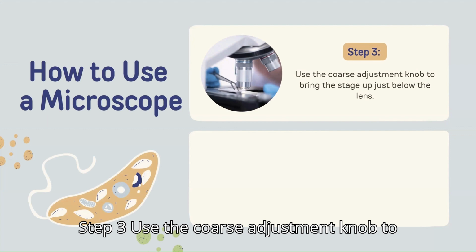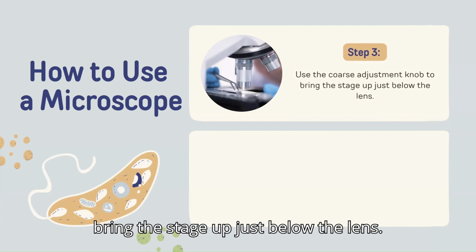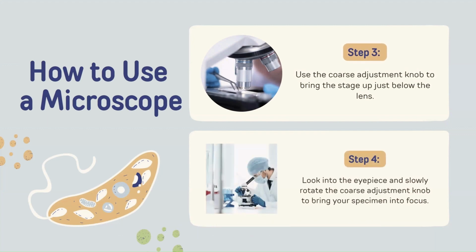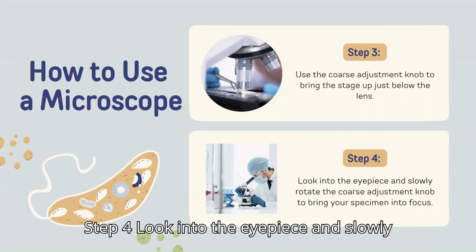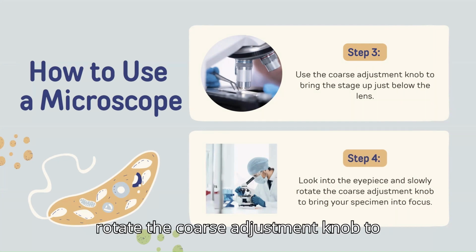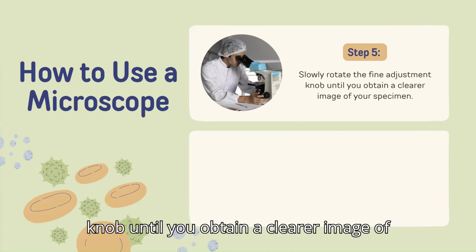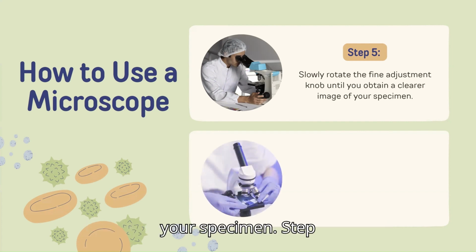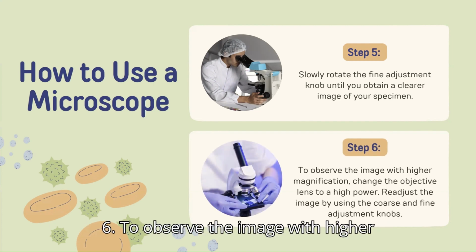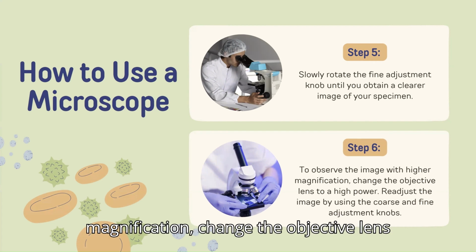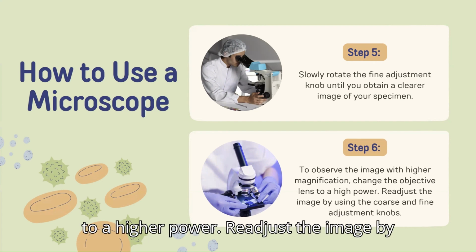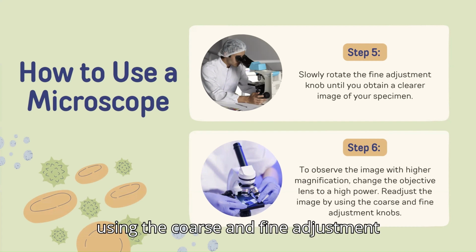Step 3. Use the coarse adjustment knob to bring the stage up just below the lens. Step 4. Look into the eyepiece and slowly rotate the coarse adjustment knob to bring your specimen into focus. Step 5. Slowly rotate the fine adjustment knob until you obtain a clearer image of your specimen. Step 6. To observe the image with higher magnification, change the objective lens to a higher power. Readjust the image by using the coarse and fine adjustment knobs.